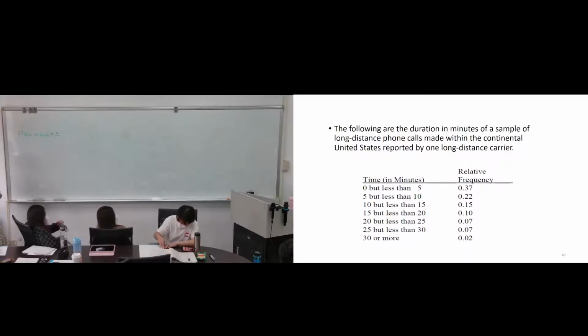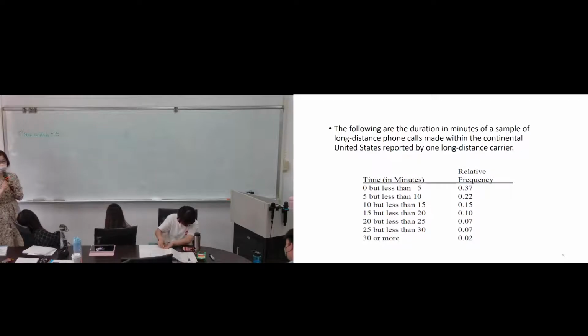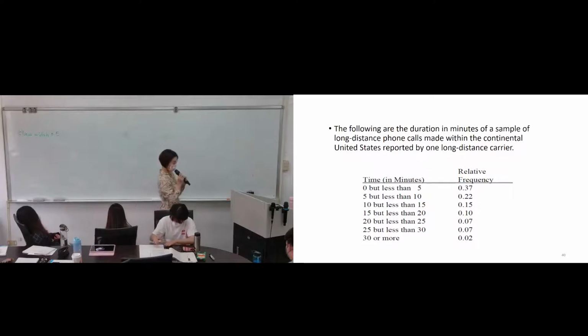5. 15 but less than 20, 5. 20 but less than 25, 5. 25 but less than 30, 5. The last one, 30 or more. Well, we don't know because this is an open-end class. There is no upper limit. In this table, we only have information about the relative frequency, but no information about the frequency. Now let's see the questions.